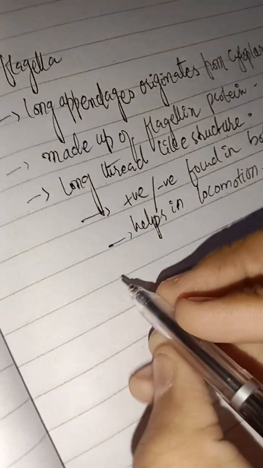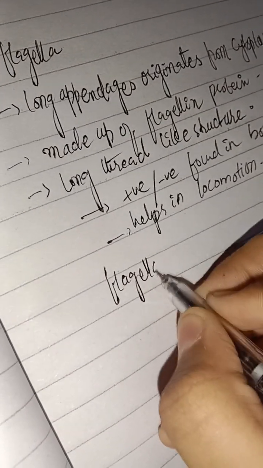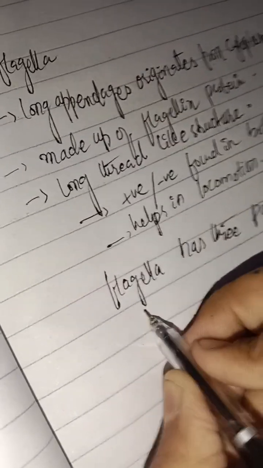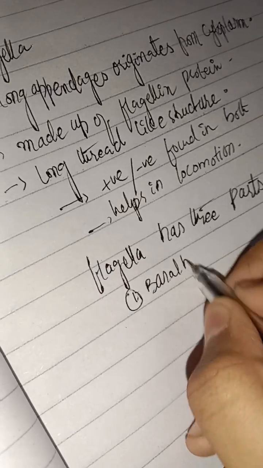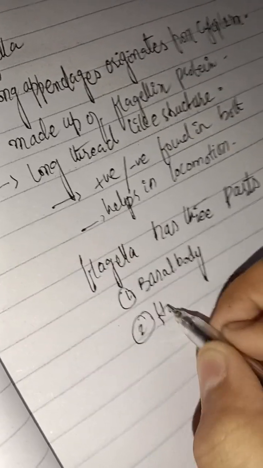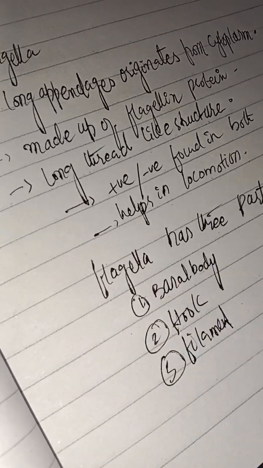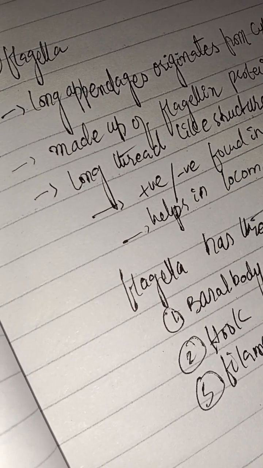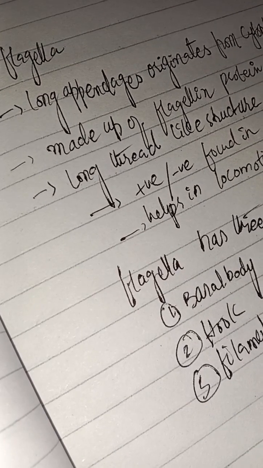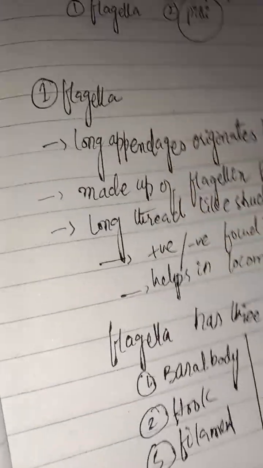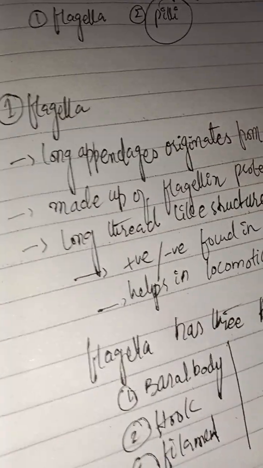Flagella has three parts. Number one is basal body, number two is hook, and number three is filament. These three parts we will discuss after pili. Firstly, I will give you the intro of pili. Then we will discuss these three parts.